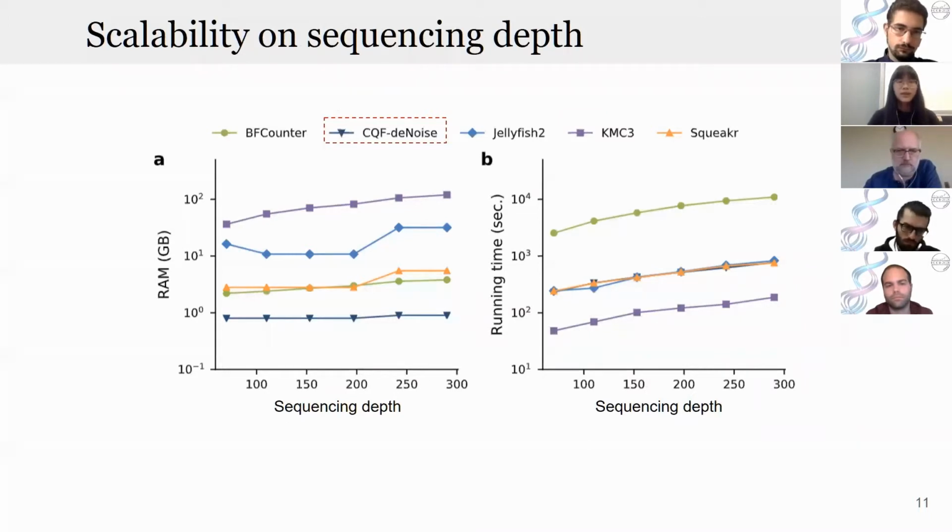We also evaluated the scalability of those methods on sequencing depths. Panel A shows that CQF denoise consistently used the smallest amount of memory, and the increasing of the sequence depths had minimal effect on the memory consumption of CQF denoise. And that was not the case for the other methods. Regarding the running time, the order of different methods almost remain unchanged at different sequencing depths.